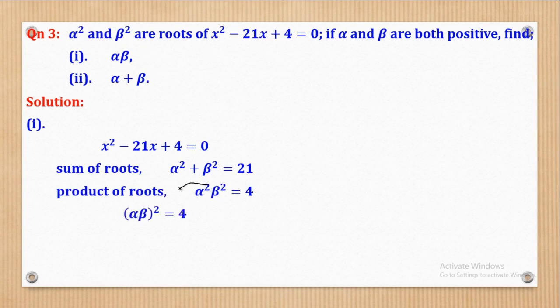So I can pull this power outside to come up with that, then put square root on both sides to come up with that. Now here it would have been plus or minus, but they told us that alpha and beta are both positive. That's why we take a positive value.